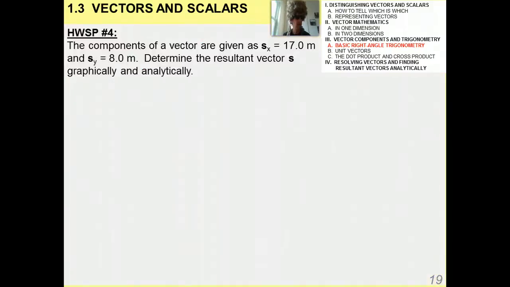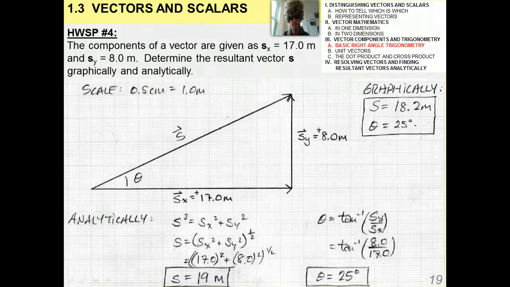Okay, all right, homework study packet number 4. Go ahead and pause the video and try it. Okay, so I give you a vector, I give you the components, okay, and I'm asking you to determine the resultant vector graphically and analytically. So you're going to need some graph paper for this, all right? So I've drawn it here on graph paper, okay, and I've chosen a scale where 1/2 centimeter is 1 meter. It's up to you to decide your scale. Either way, you're going to get a similar triangle to this one, okay? So here's my positive 17. Here's my positive 8. So the resultant vector goes up and to the right.